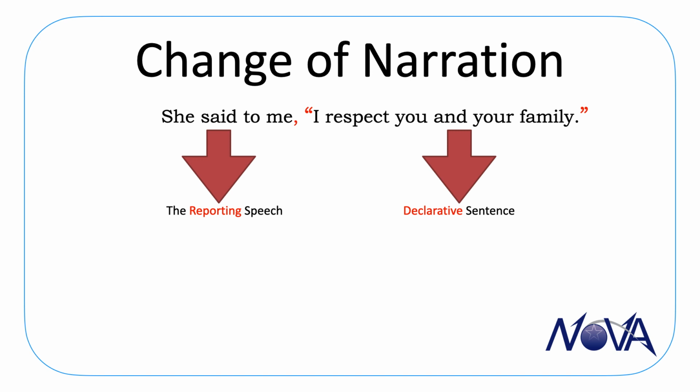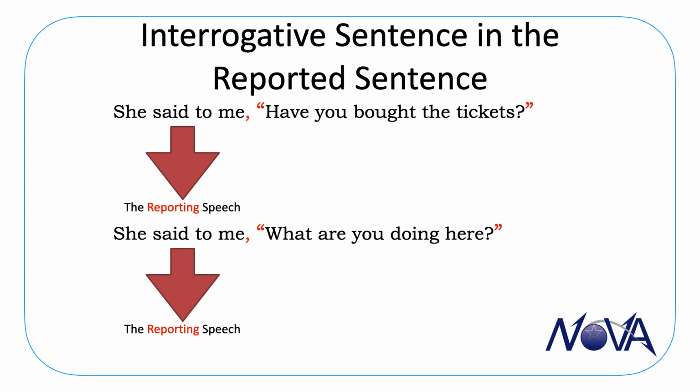Similarly, I can share with you more examples in which the reported speech may contain any one of these four kinds of the sentence that you have revised in the previous part of my lecture. Here comes one more example. I read the first sentence for you. She said to me, "Have you bought the tickets?"